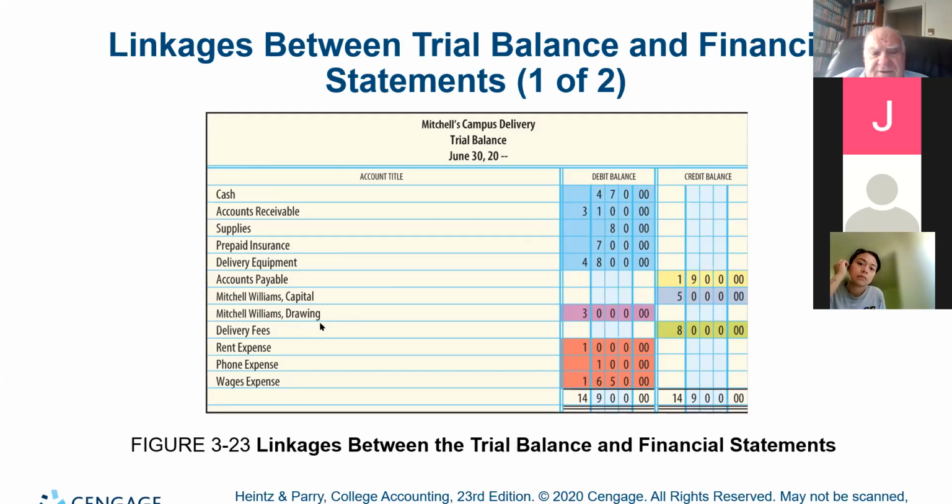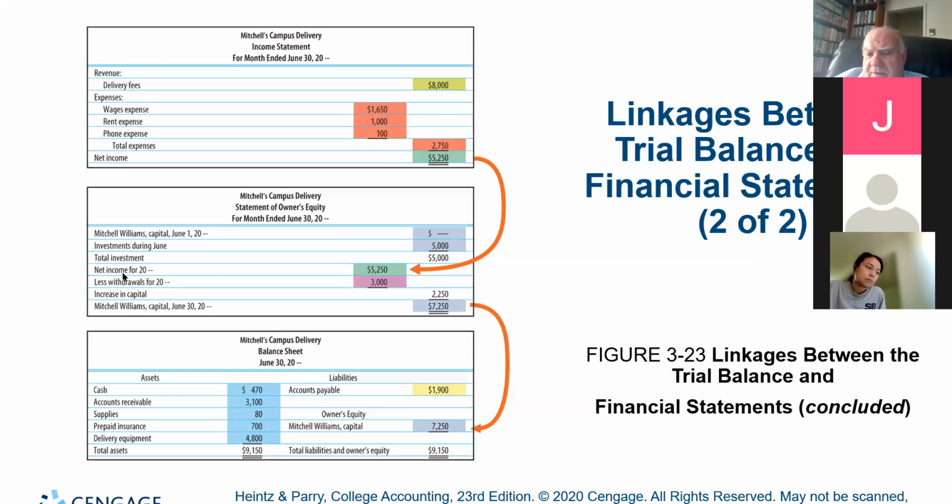The reason for that is everything below the line is your income statement. Draw a line right before delivery fees. Everything below that line is your income statement. Everything above it is the balance sheet. It's really that easy. And there's only one exception toward the end of the process. So let's take a peek here.